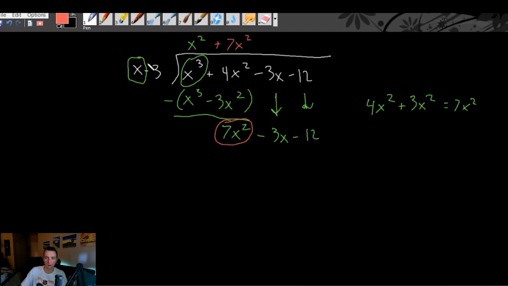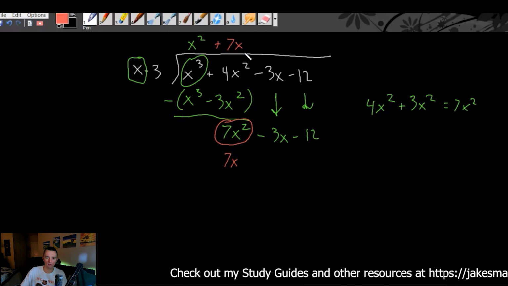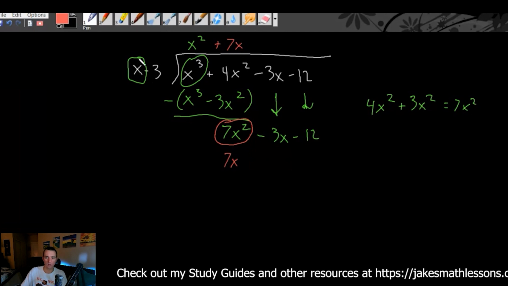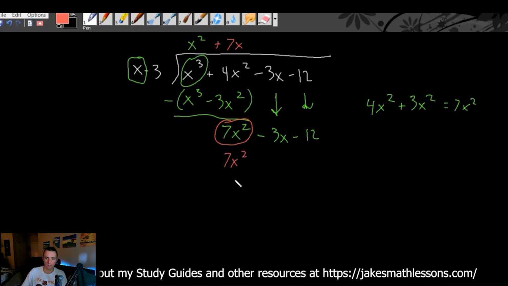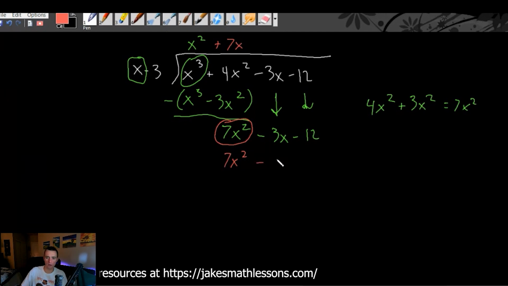Then we take our plus 7x and multiply it by these two terms over here. So 7x squared times x is 7x. Wait a minute, I put an x squared there. That should just be 7x. I apologize, I miswrote that. 7x squared divided by x is just 7x. So 7x times x gives us 7x squared. Okay. Then we have 7x times negative 3, which gives us negative 21x.